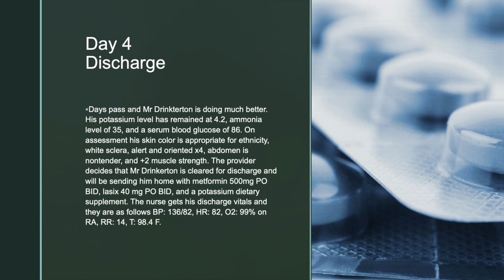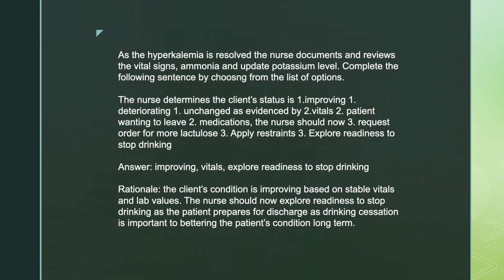The provider decides that Mr. Drinkerton is cleared for discharge and will be sending him home with metformin 500 milligrams PO BID, Lasix 40 milligrams PO BID, and a potassium dietary supplement. The nurse gets his discharge vitals, and they are as follows. Blood pressure is 136/82, heart rate's 82, O2 99% on room air, respirations are 14, and the temperature is 98.4.